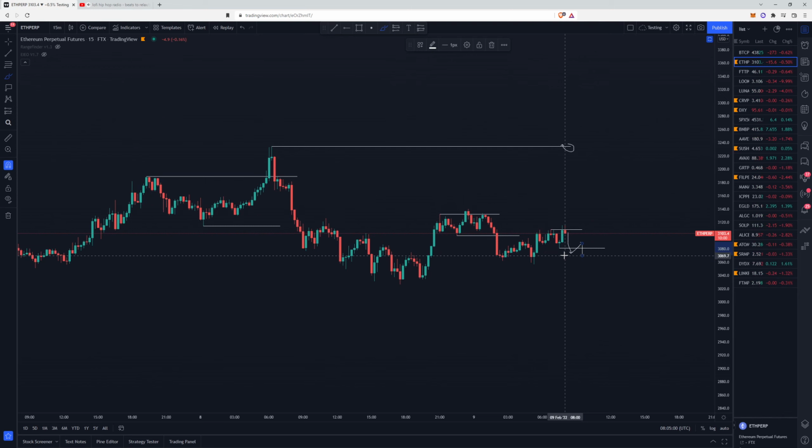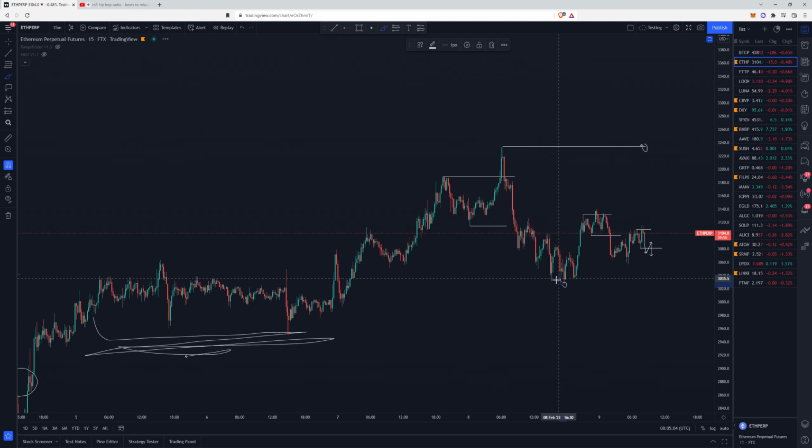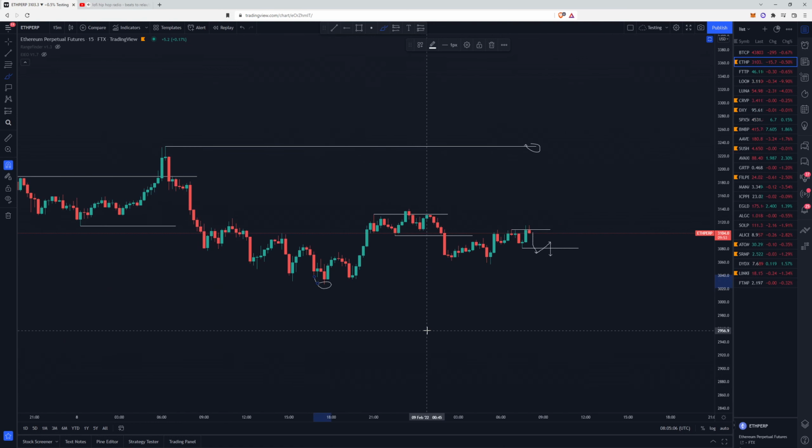So if we get something like this, a break below this low, then we can look to short into this low right here and into the weekend lows as well.